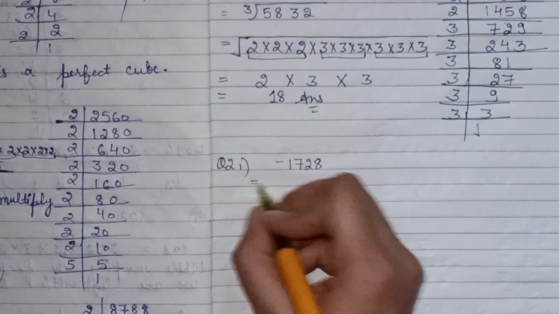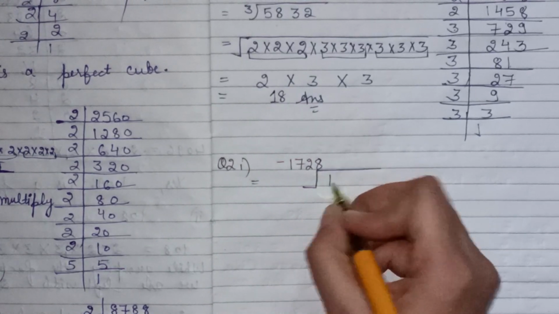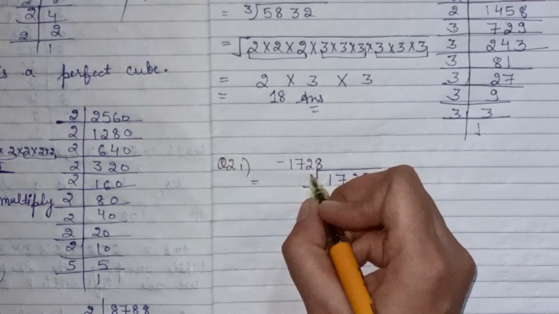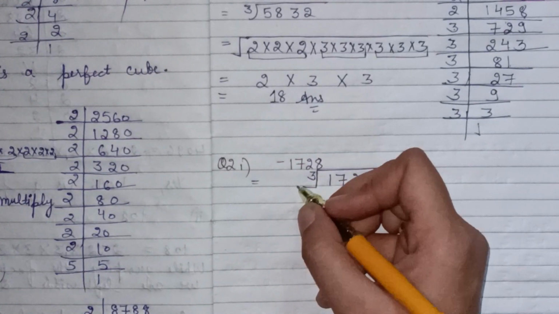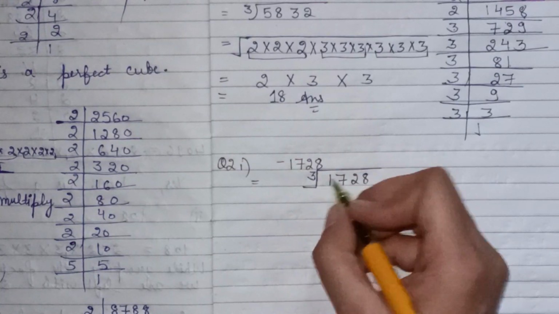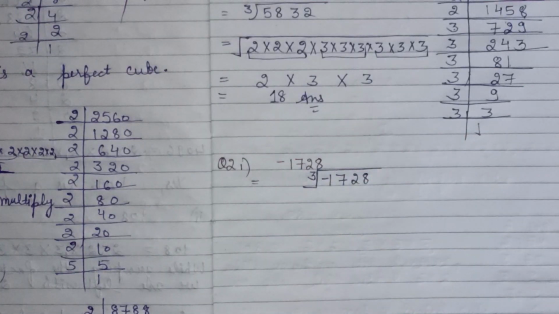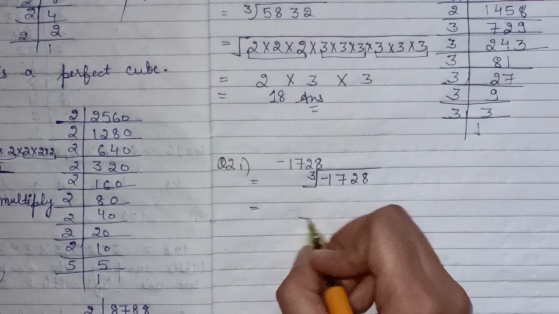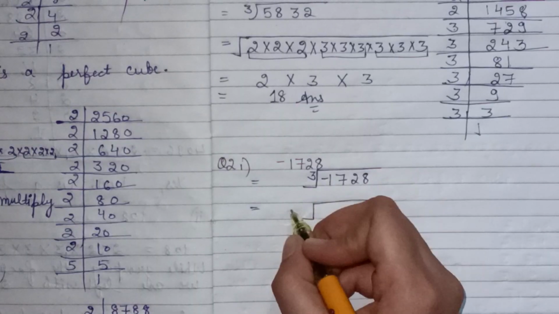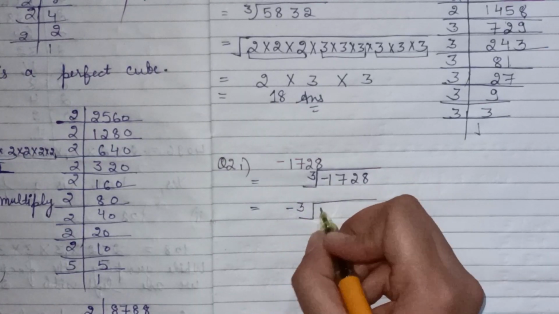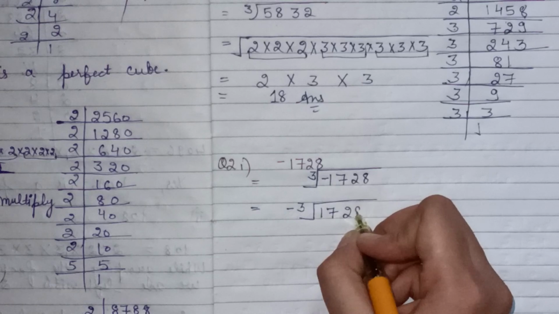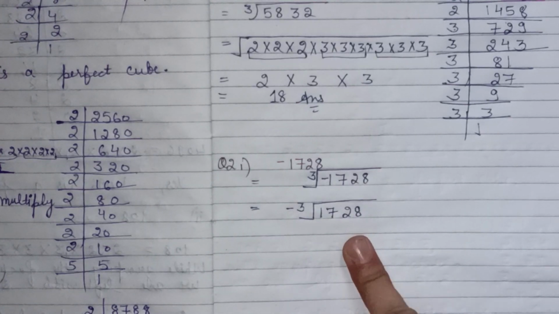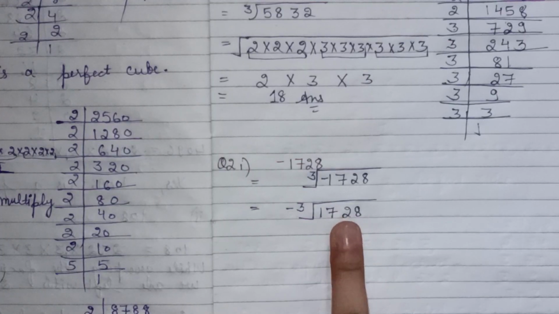So I write here, this is the symbol of cube root, 1728, with the cube root sign. This is minus 1728. Now this minus comes outside from the inside. Now I also write it as minus outside, then the cube root of 1728, in this way. So now I have to do the prime factorization of this 1728.